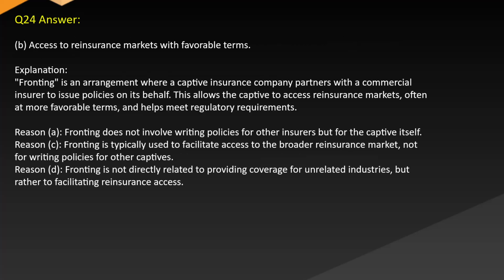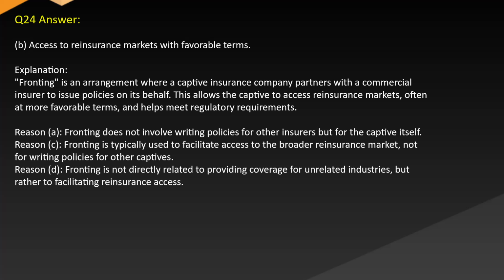Answer: B. The access to reinsurance markets with favorable terms. Explanation: Fronting is an arrangement where a captive insurance company partners with a commercial insurer to issue policies on its behalf. This allows the captive to access reinsurance markets, often at more favorable terms, and helps meet regulatory requirements.